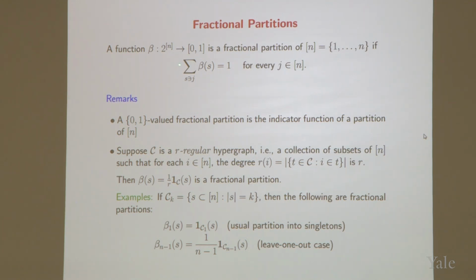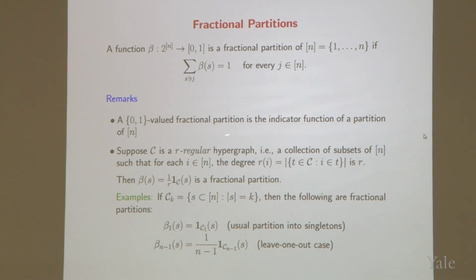So I need to define the notion of a fractional partition. If we have an index set, which I'll write as [n], this is just 1 up to n, then I can look at a fractional partition as a function on the collection of subsets of this index set such that the sum of these coefficients over all sets that contain any index is 1.